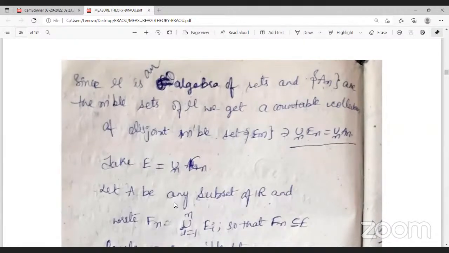Equation 1. And observe here, what is the induction method? Up to what we have proved, k, by using k we can prove k plus 1. Here we have proved up to n minus 1. Now we prove the theorem for n elements. Okay, equation 1. Now we prove this theorem for n measurable sets.